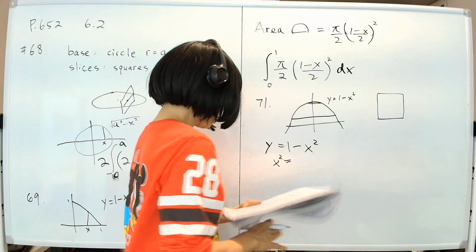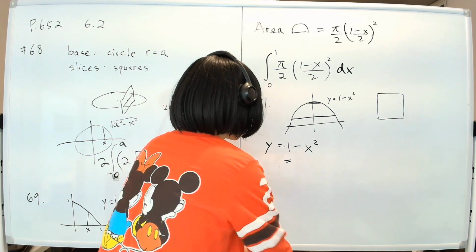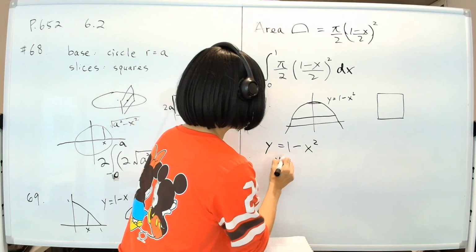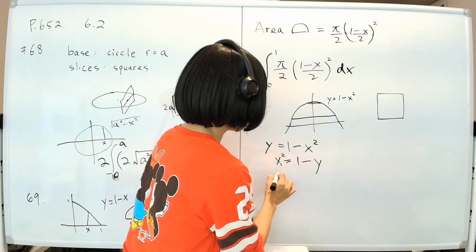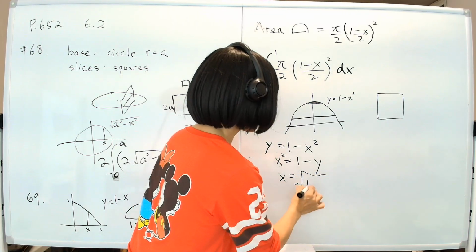Let's put x squared on this side, so that equals 1 minus y, and then x equals the square root of 1 minus y.